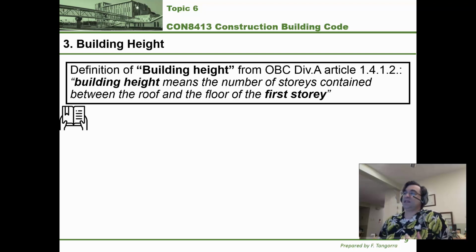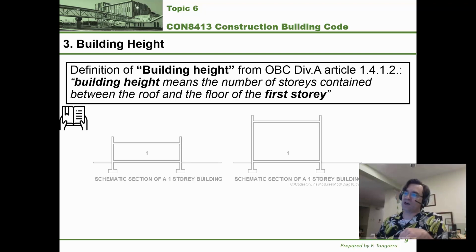Let me read the building code's definition for building height so that we can discuss it. Building height means the number of stories contained between the roof and the floor of the first story. Okay? So notice how nowhere in this definition is a measurement mentioned, right? It doesn't say measure the distance between the first story and the roof, and that measurement in meters is the building height. The building height is the number of stories. And just so we're clear, stories is what colloquially you and I sometimes refer to as floors. That building is 4 floors high. Well, in the building code, it's 4 stories high.